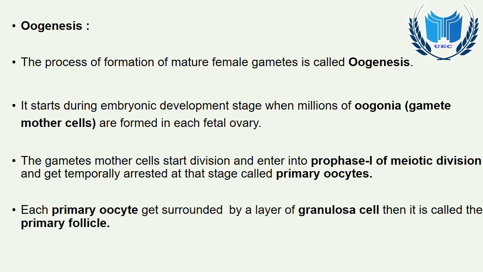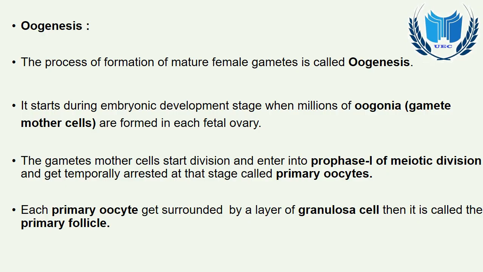In this Part 3, let us discuss the second process of gametogenesis, that is called oogenesis. The process of formation of mature female gametes is called oogenesis. It starts during the embryonic development stage, when millions of oogonia, that is gamete mother cells, are formed in each fetal ovary. The gamete mother cells start division and enter into prophase 1 of meiotic division and get temporarily arrested at that stage, called primary oocytes.